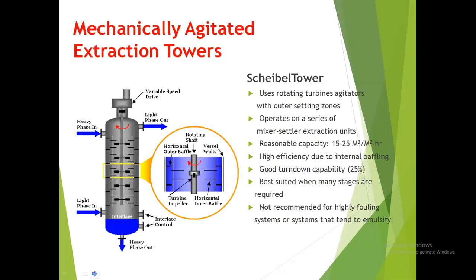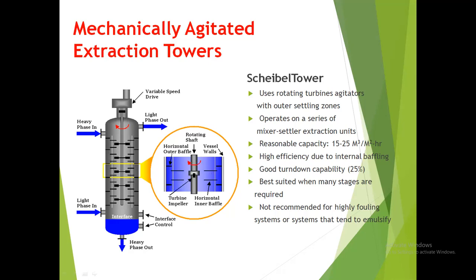Now, our towers can also have some form of agitation, mechanically agitated extraction towers, and you can read this as well in John Cookle's or in McCabe, the Scheibel tower. Now, this uses rotating turbine agitators with outer settling zones. This operates as a series of mixer-settler extraction units. So you have a mixer and then there's a settler that follows.